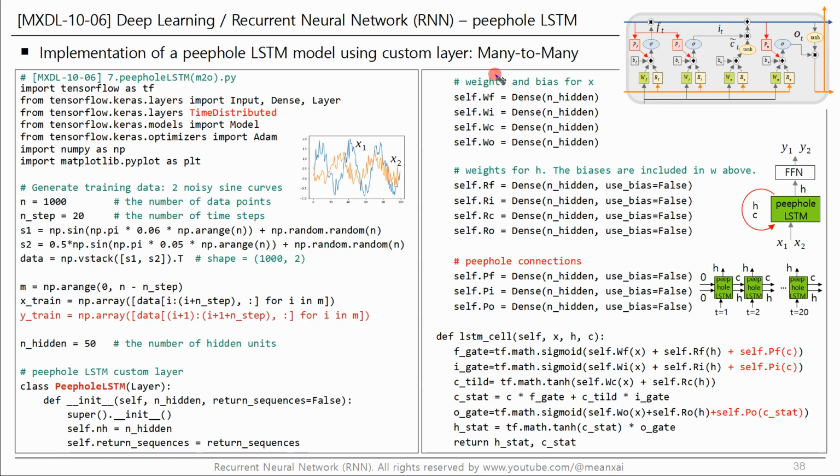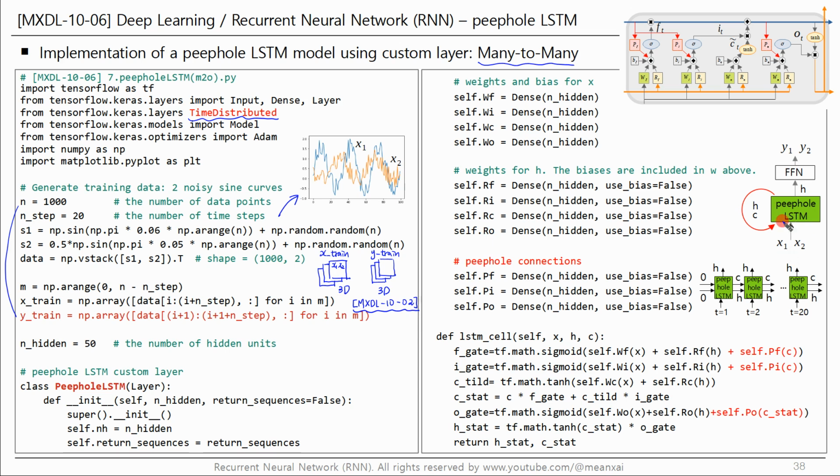Next, let's implement a many-to-many Peephole LSTM model. Import time-distributed class for many-to-many models. Generate a dataset for a many-to-many model. This data, like the previous code, consists of two sine curves with different frequencies. Xtrain has a 3D structure just like the previous code. But this time, Ytrain also has a 3D structure. This is because this is a dataset for a many-to-many model. Please refer to the second video in this series for how to construct this dataset.